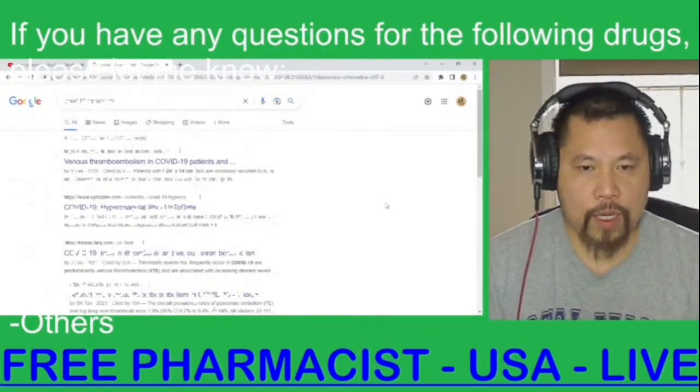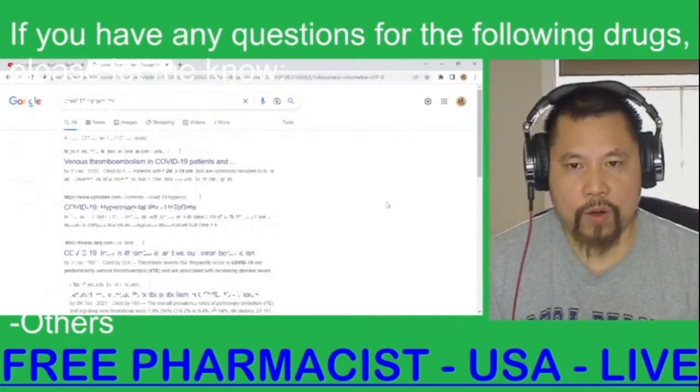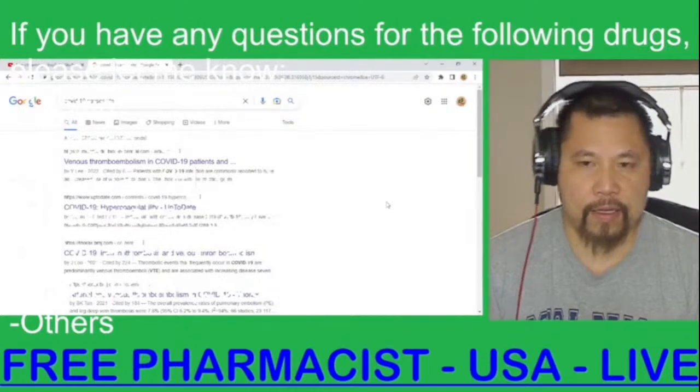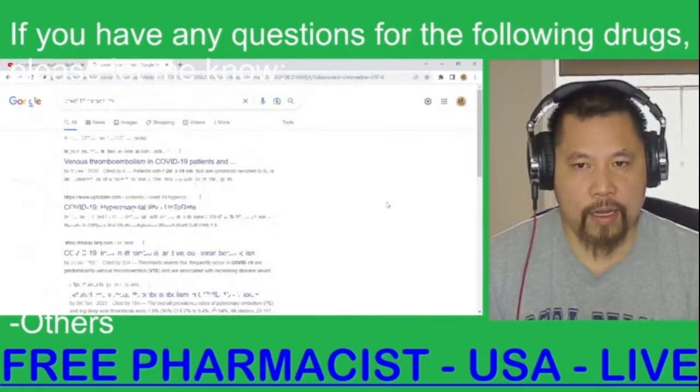So yes, some people have a concern whether or not the COVID-19 vaccine affects the INR level or not. Yes, they do.